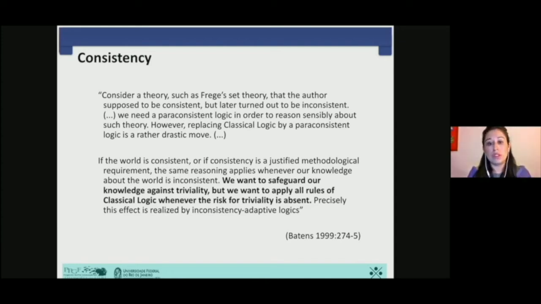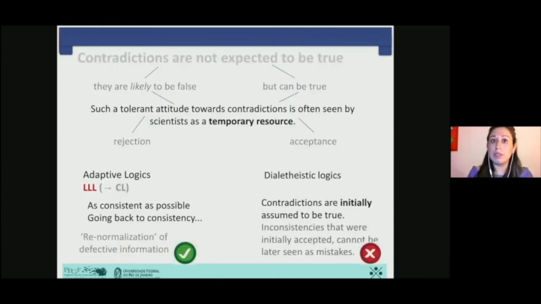We want to safeguard our knowledge against triviality, but we also want to apply all rules of classical logic whenever the risk of triviality is absent. And this is the most important part. Precisely this fact is realized by inconsistency adaptive logics. So in that sense, we can say that adaptive logics are going to be ranking very well in this aspect as well.